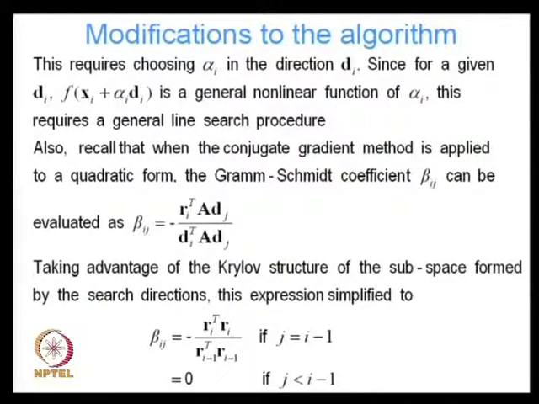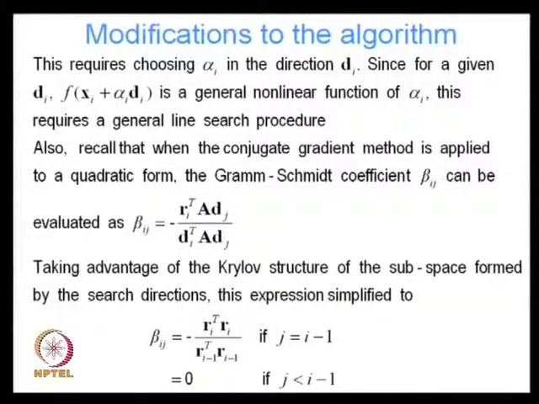And we found that only one beta ij is required, right. Only one beta ij is required. The others we do not need to enforce because they are automatically orthogonal. The previous search directions are automatically orthogonal to the current residual.